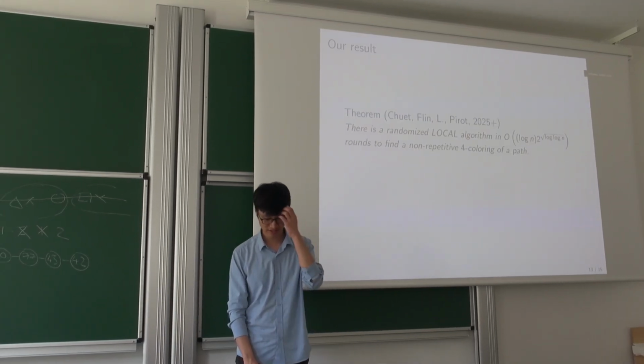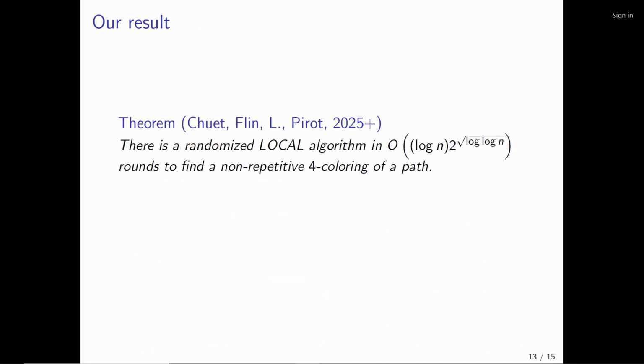So our result is that there is a randomized local algorithm in some weird complexity, and this is not because of what we do specifically. We're just using some other known algorithms, and this gives us basically a big old log square. So now there are no lists, right? Yes, in this version there's no list. We just prove it with one color from 1 to 4. If you're interested, you can think about a list version of this.